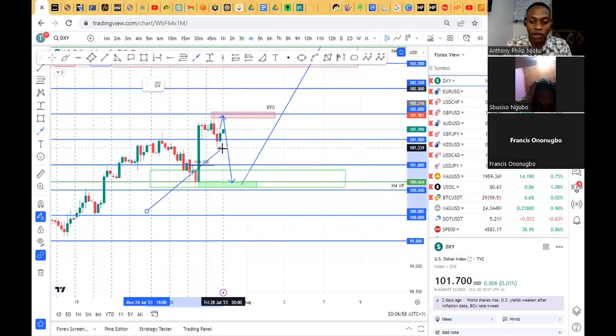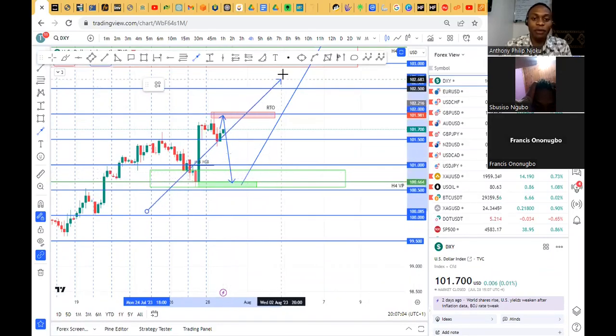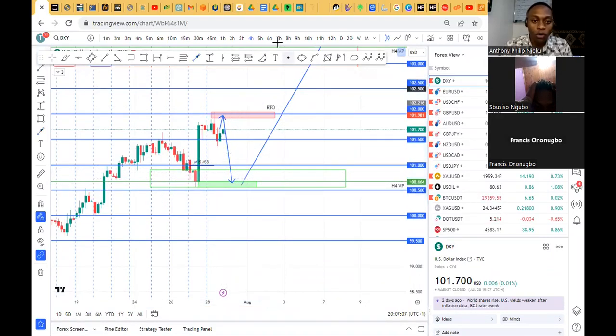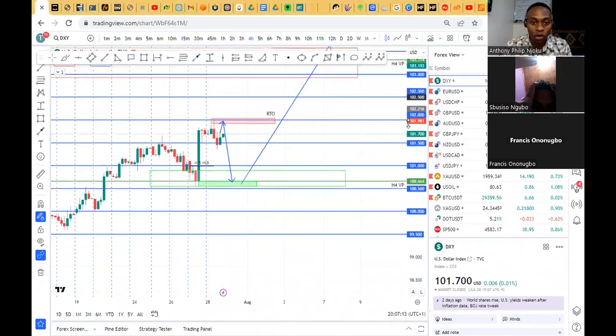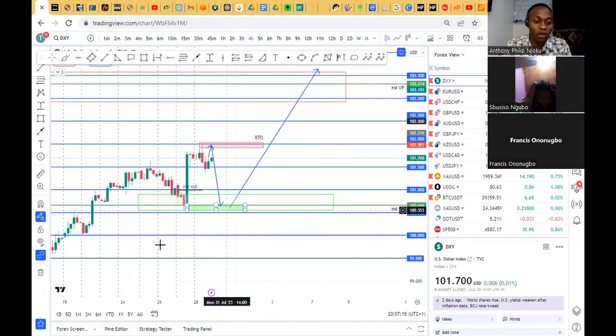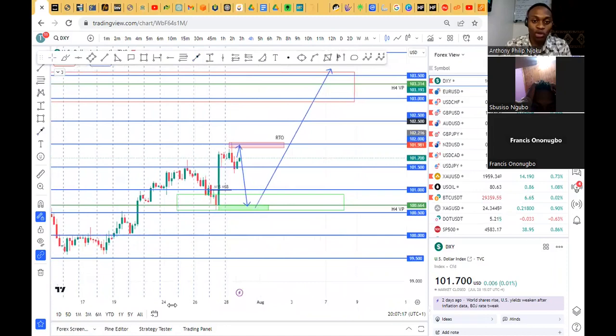But we expect this corrective structure to be deeper. And when it gets deeper, from there, we'll be moving more to the upside for the DXY. So we're expecting the dollar to gain more strength.